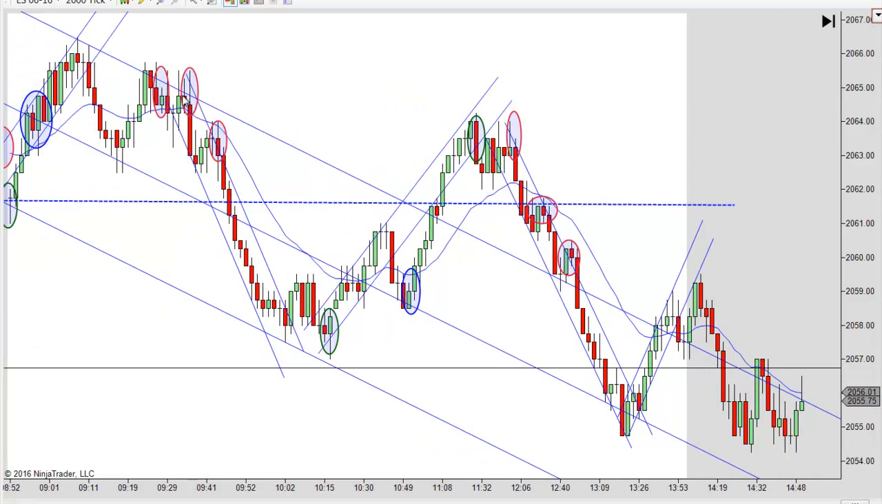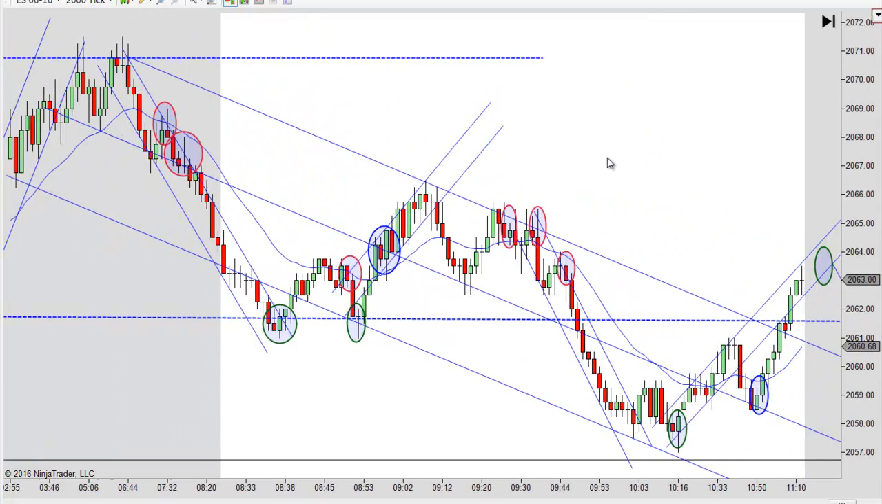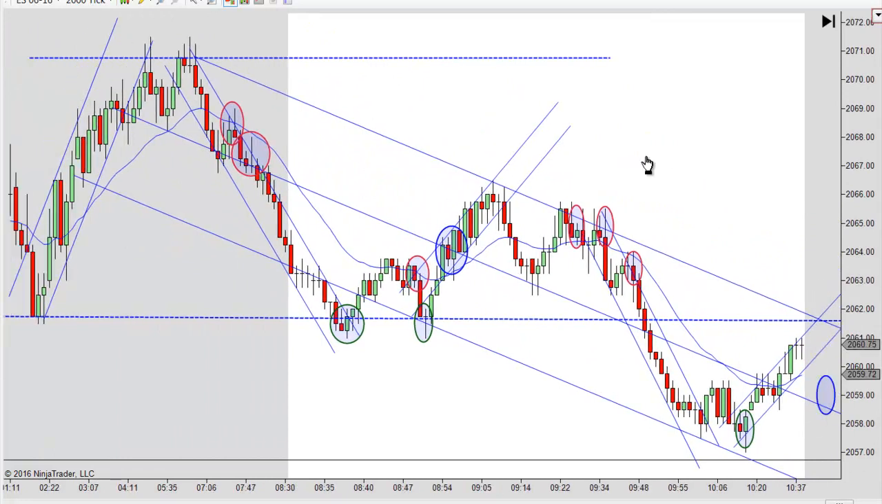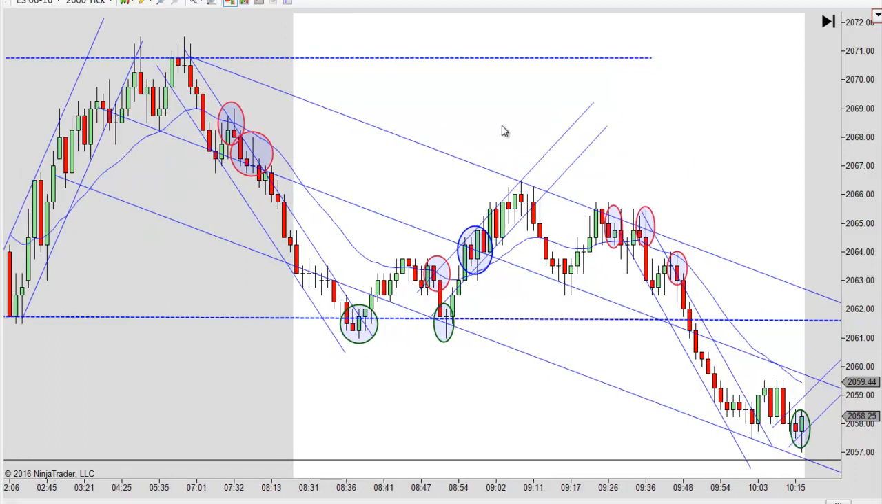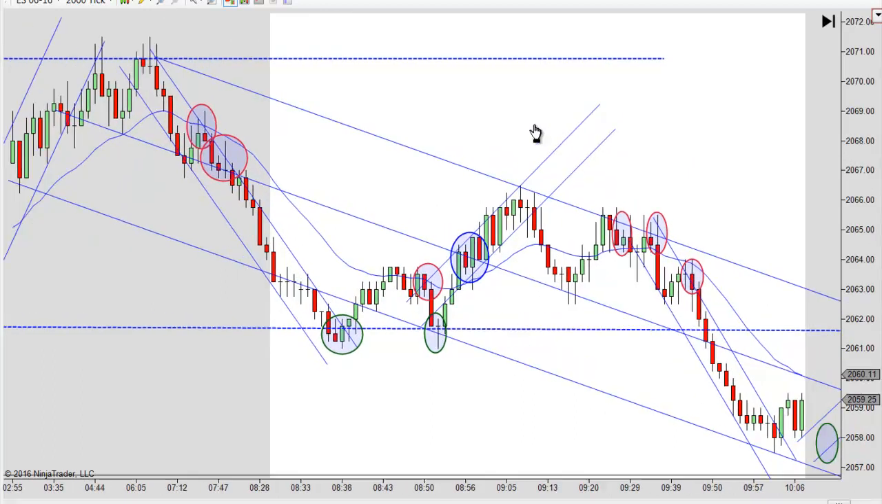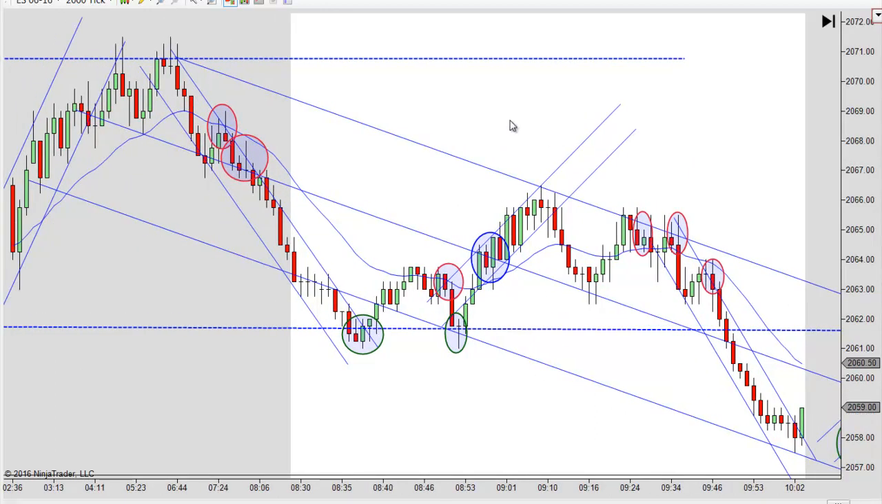Same thing here, and it continued to fail. And so just keep that in mind because I get that question a lot. And people are just missing that part completely, especially on more of a day that has kind of a neutral bias.